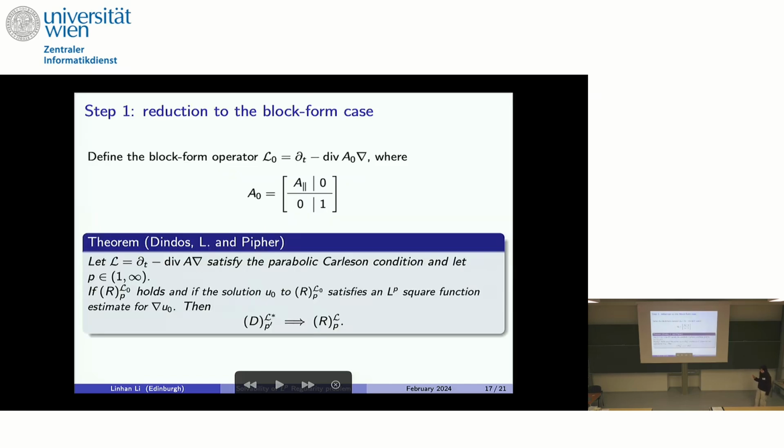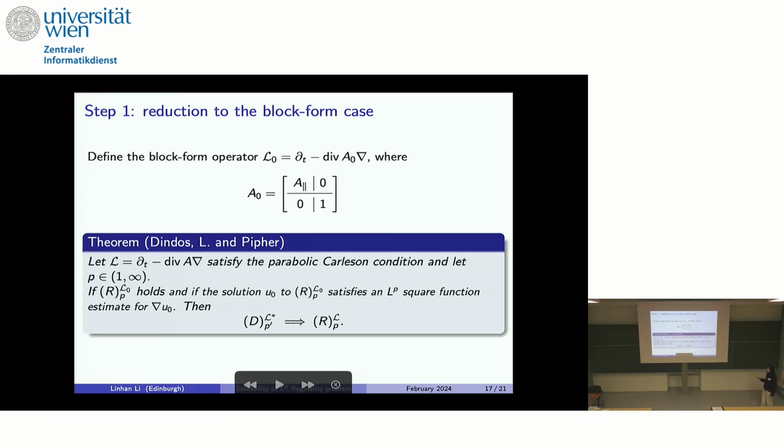Okay, so the first step we do is to reduce the problem to the block form case. And by that, I mean that we have originally the matrix A, okay? And then I will define this A naught, which is you take the first n-1 by n-1 block of the original matrix A, and you put 0, 1 in the last column and last row. So this is an A naught in block form.